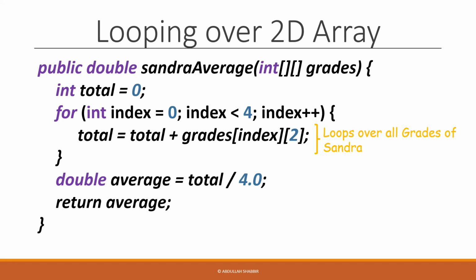So by the end of this loop, we can just divide our total value by 4, which is the number of subjects, to get the average grade that Sandra has achieved, and then we can return that. This looks pretty good. However, there are a few things that we can change in this function to make it more readable and easier to understand.